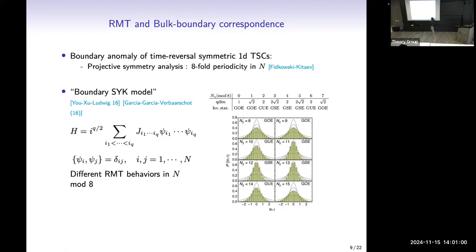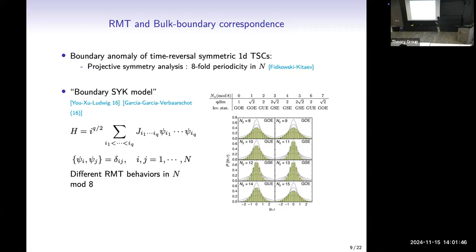As it turns out, the symmetry properties of the SYK Hamiltonian depend on the number of fermion operators in the problem, modulo 8. The context to understand this periodicity is a topological superconductor. In the condensed matter context, Majorana fermions appear at the boundary of a one-dimensional topological superconductor. Many people are looking for Majorana fermions at the edge of topological superconductors.